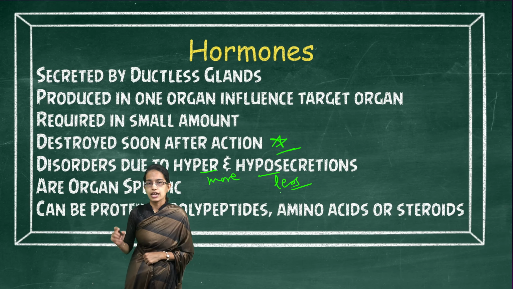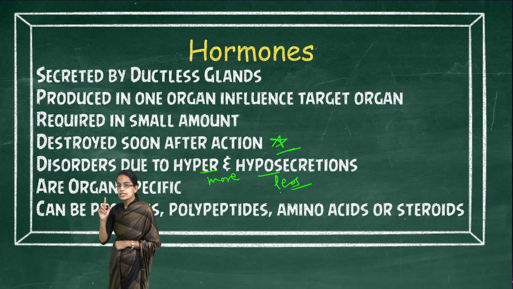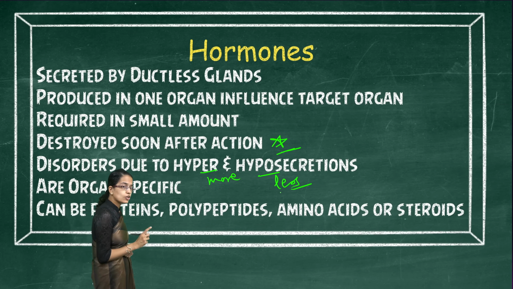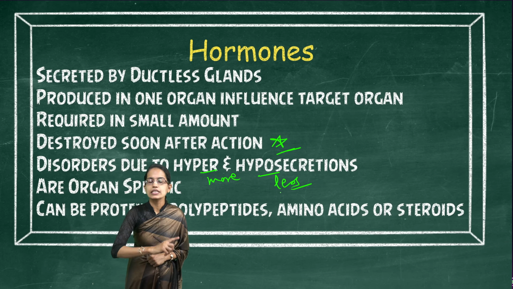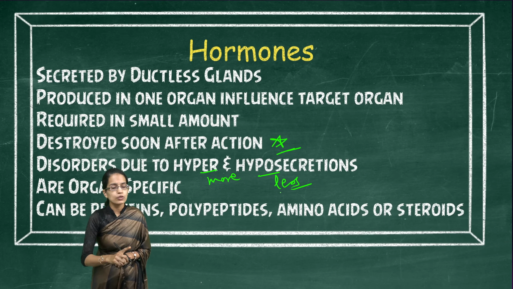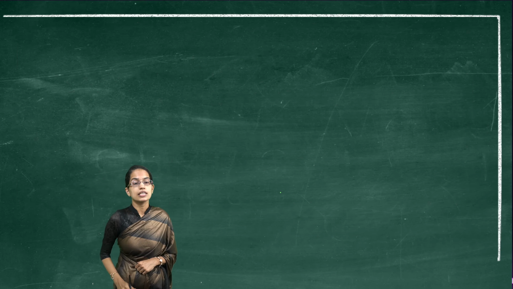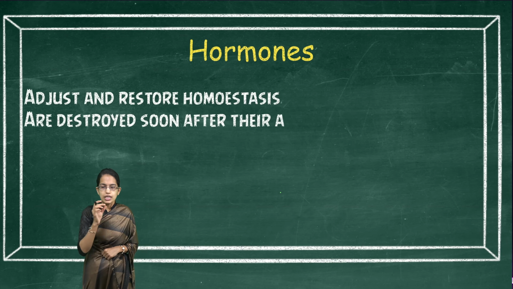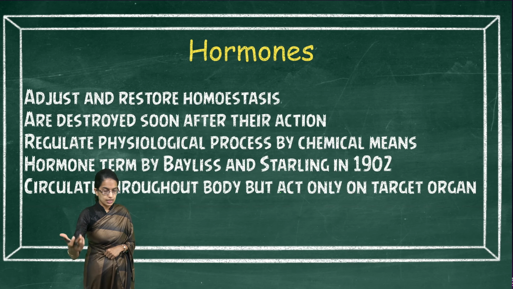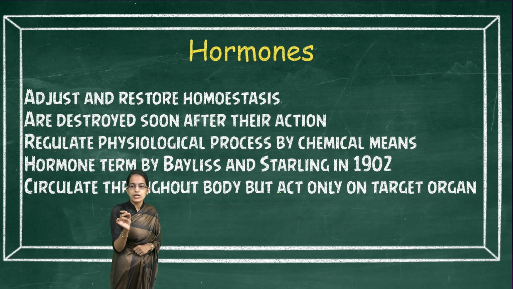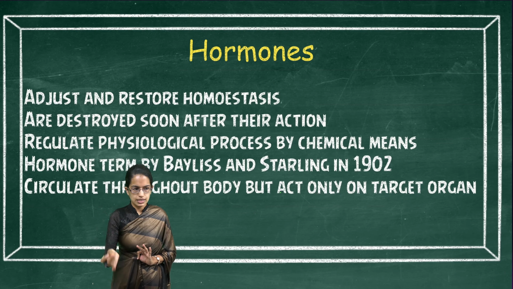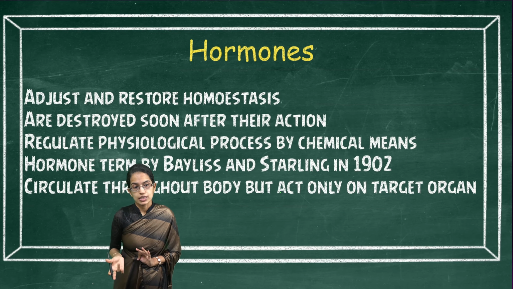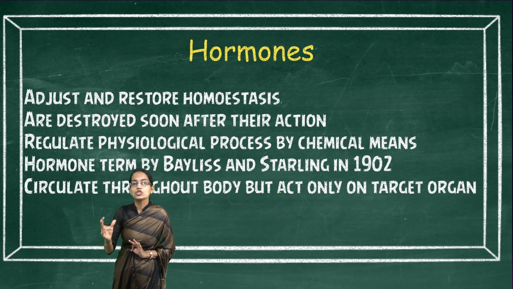As we mentioned, they are organ specific. They act only on targeted organs. And these hormones can either be proteins, polypeptides, amino acids or steroids in nature. So there can be various different ways in which each cell affects another cell. So simply put, each target cell has a receptor. And their main idea is to maintain homeostasis, maintain and restore the balance.